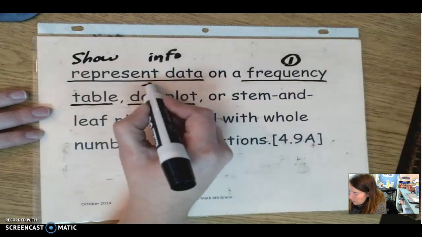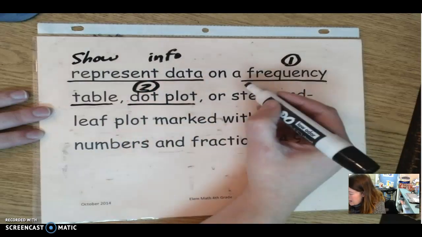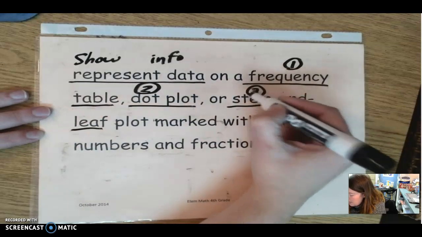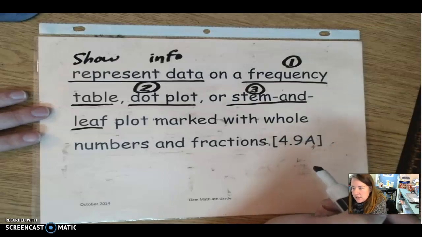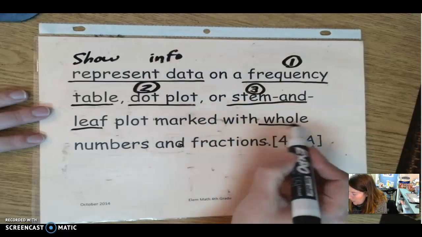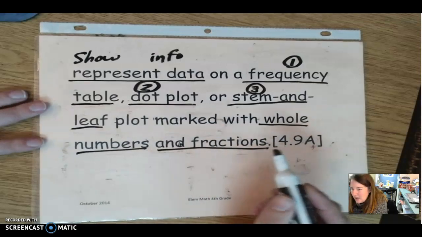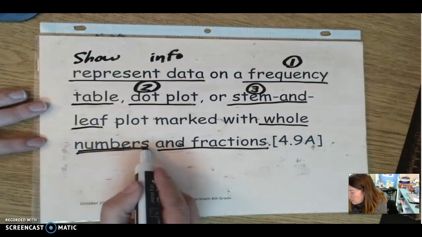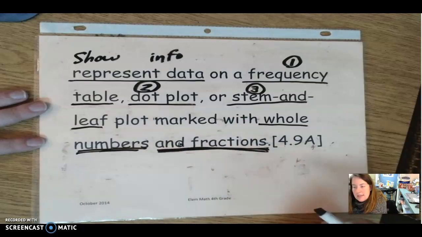Today and tomorrow, we're going to be focusing on dot plots. So I'm going to do those lessons. And then next week, we're going to learn a brand new one called a stem and leaf plot. That will be a new one for 4th grade that we learn next week. And all three of those can possibly be marked with whole numbers and fractions. So I think in 3rd grade you used whole numbers only, but this year we're going to be able to use them with fractions as well.